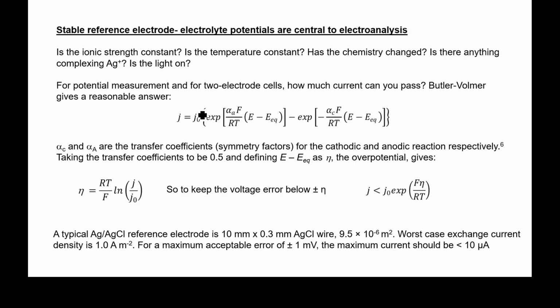But how much current can you pass with a 2-electrode cell? Well, use the Butler-Volmer equation to give you a reasonable answer. You wonder why you were always taught about the Butler-Volmer equation when you never actually use it in any real calculations when you hit the lab. Well, here's an example of where it's useful.